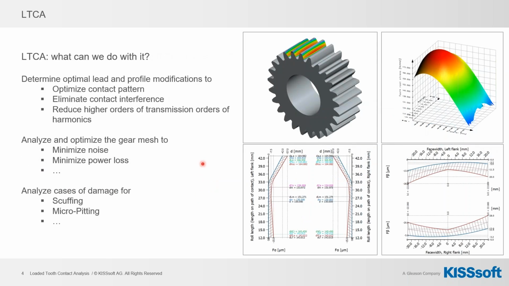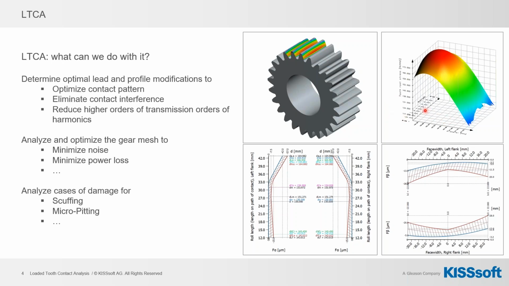So what can we do with it? You can see here on the top picture a contact pattern of a spur gear, and on the right side you see more graphically the resulting root stresses over the face width and over the roll angle.